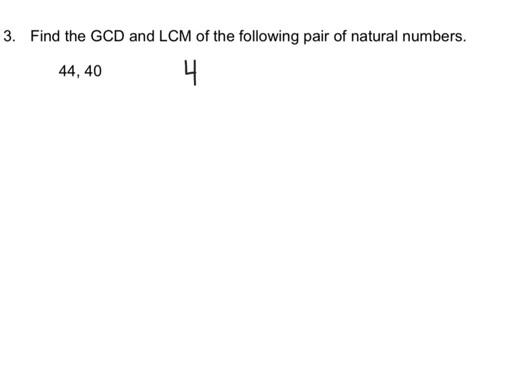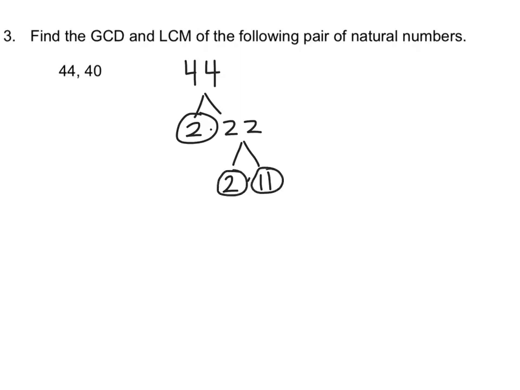So I have 44, and I'm going to create a factor tree. So I'll ask myself, what times what gives me 44? Well, 44 is divisible by 2, so I know that 2 times 22 is 44. Now 2 is a prime number, so I'll circle 2. 22 can be broken up as 2 times 11. 2 and 11 are prime factors, so I'll circle those. So the prime factorization of 44 is 2 times 2 times 11.